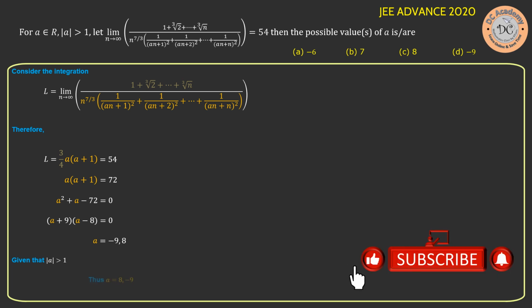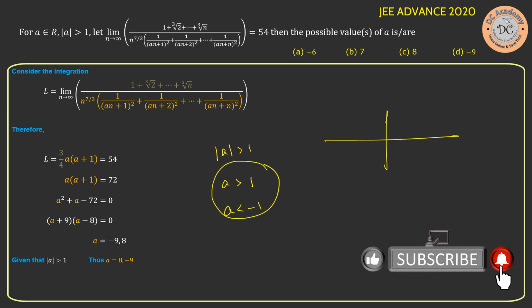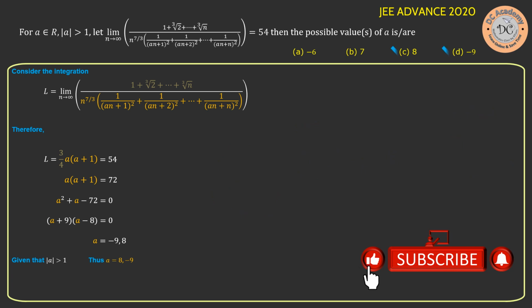Because mod a greater than 1 means that a is greater than 1 or maybe less than minus 1. That's the interpretation of mod a is greater than 1. So it implies that a must be greater than 1 or a less than minus 1, so the union of these. So if this is 0, this is 1, this is minus 1, any value greater than 1 or less than minus 1 needs to be accepted. So here notice that minus 9 is in the accepted region, 8 is in the accepted region. So therefore, in this particular problem, option C and option D are the correct answers. And that's it. Hope you understood the problem.